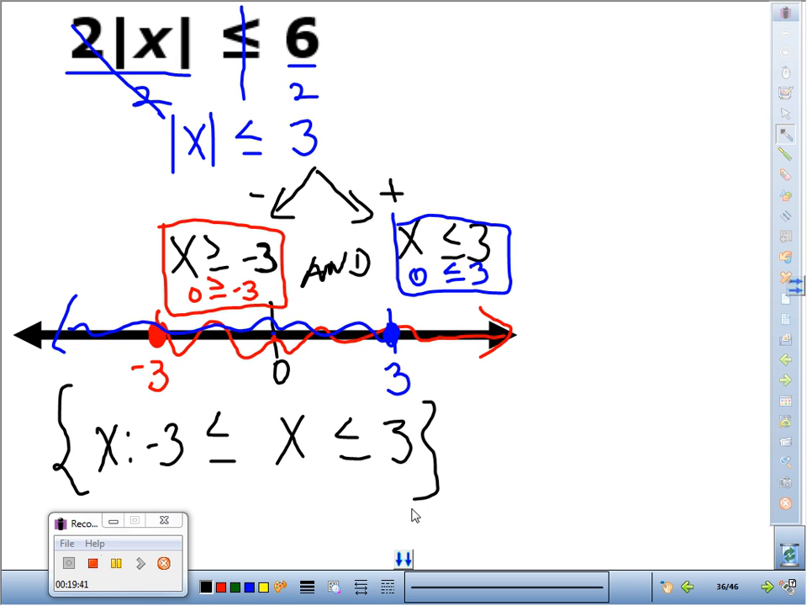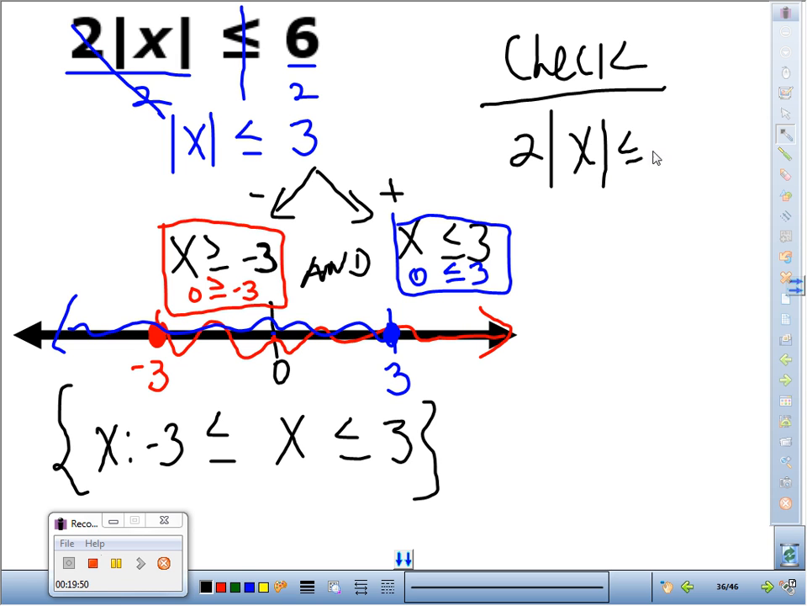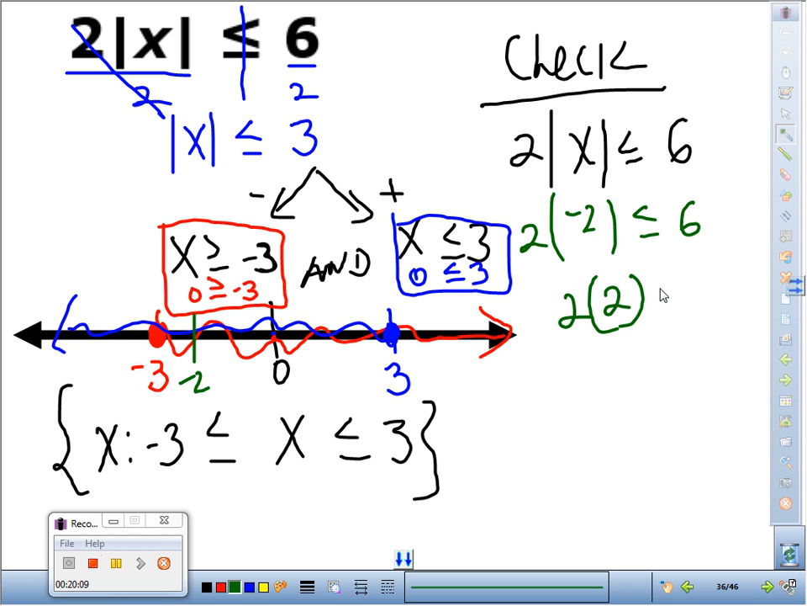Okay, good. The check should look something like this. 2 absolute value of x less than or equal to 6. And I'm going to check any number in between here. Could it be a fraction? Yes. Could it be a negative? Yes. I'm going to use negative 2. What is the absolute value of negative 2? 2 times 2 is 4. Is 4 less than or equal to 6? Yes.